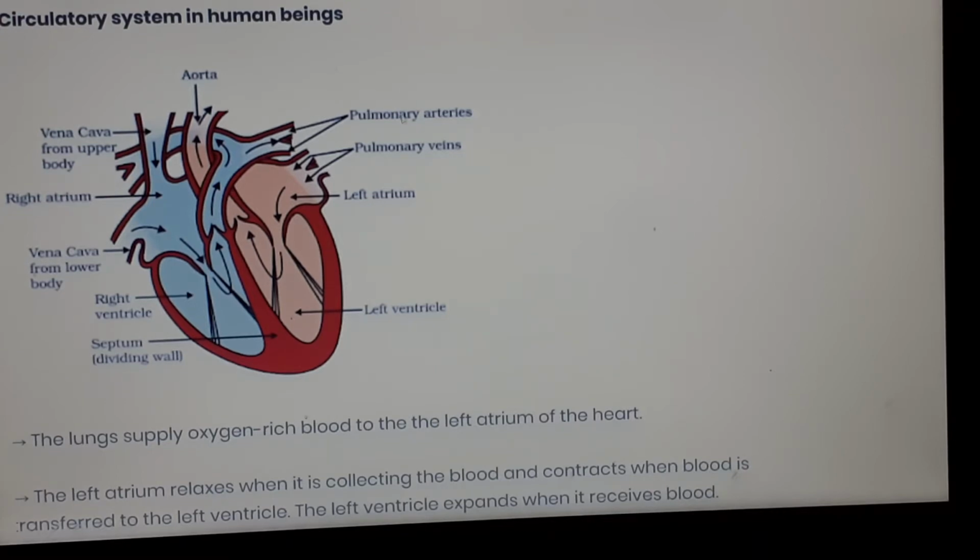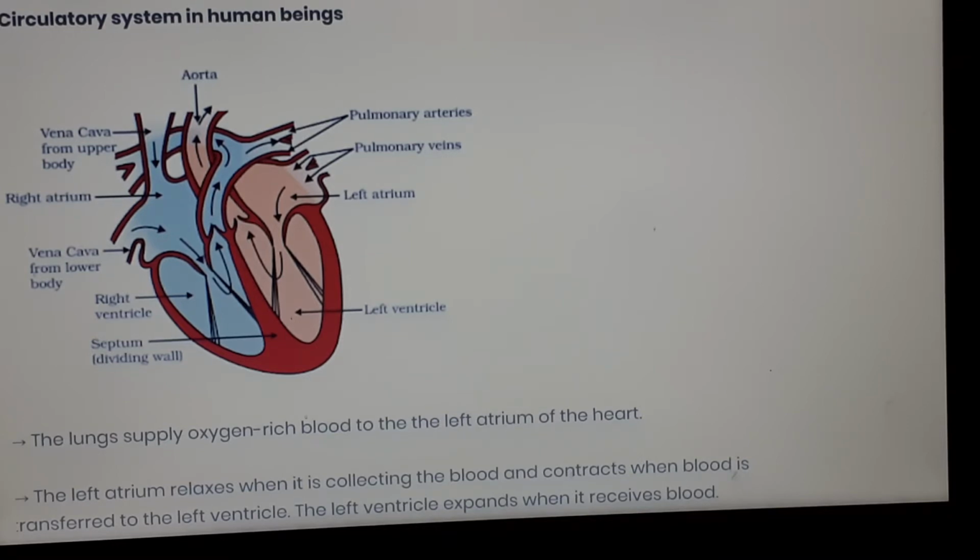Whereas the pulmonary arteries and pulmonary veins, this is just opposite to that. The pulmonary veins carry oxygenated blood, that is, pure blood. Then it comes here. See here what will happen? First it comes here, the left atrium. It collects all the blood. Then the left atrium expands. That is relaxation.